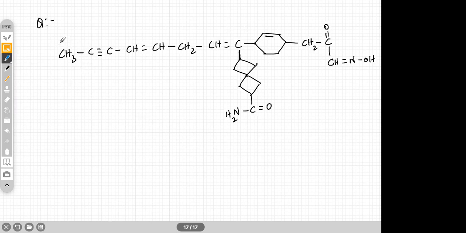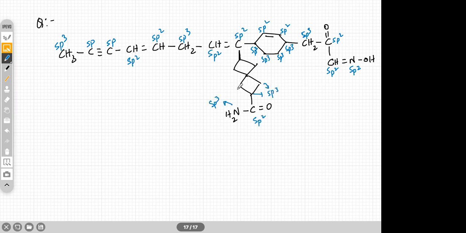It is sp3, sp, sp, sp2, sp2, sp3, sp2, sp2, sp3, sp2, sp2, sp3, sp3, sp3. This one is sp3, sp2, sp2, sp2 here. Carbon is sp2, nitrogen is sp3, this is sp3, this is also sp3, this is also sp3, this is sp3, even this one is also sp3.